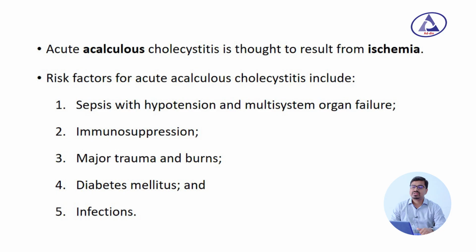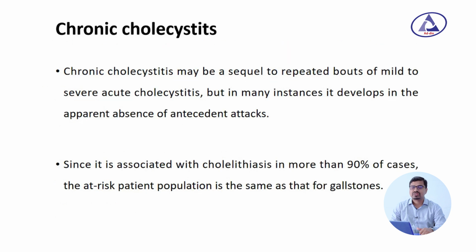Acute acalculous cholecystitis is thought to result from ischemia. Risk factors of acute acalculous cholecystitis include sepsis with hypotension and multi-system organ failure, immunosuppression, major trauma and burns, diabetes mellitus and infection.